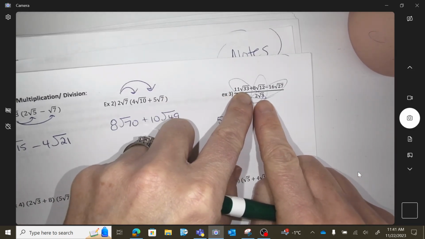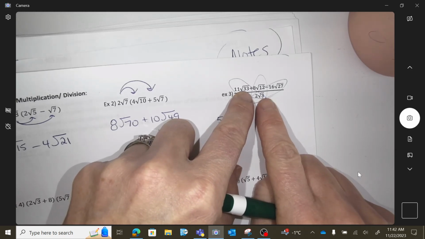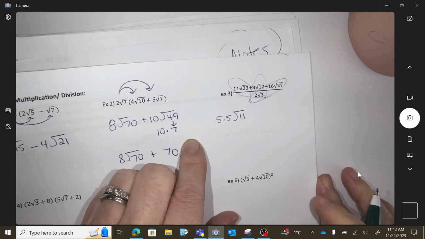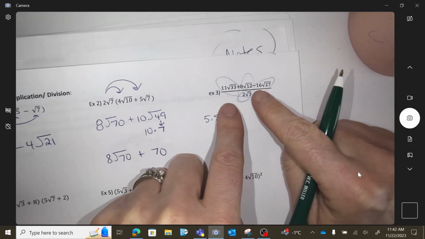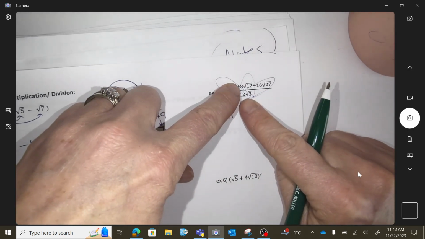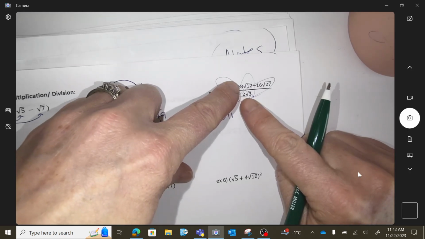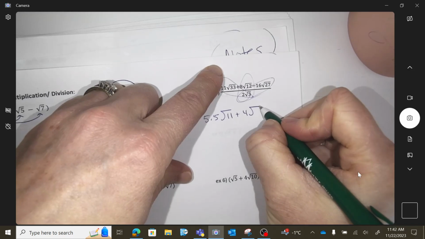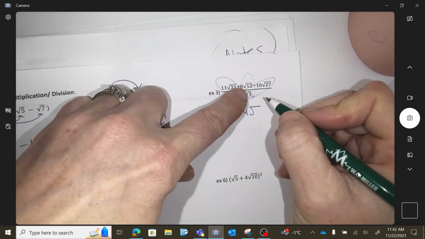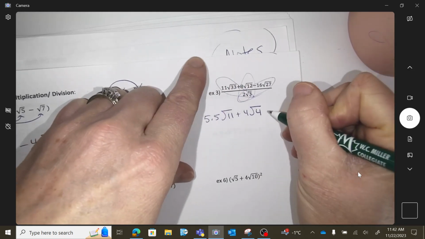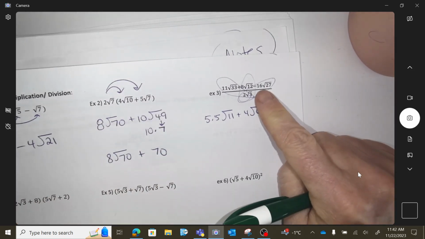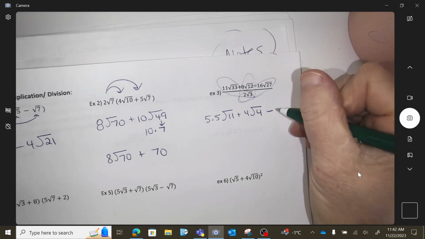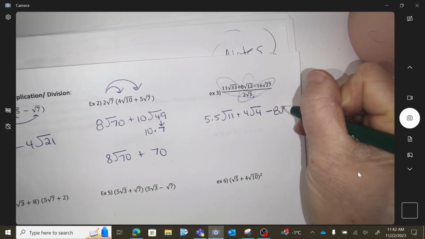Root, so look at your roots. You have a 33 divided by 3, so root 11. In the middle, 8 divided by 2 is 4 root 12 divided by 3. And then the last one, 16 divided by 2, so that's a minus 8 root.